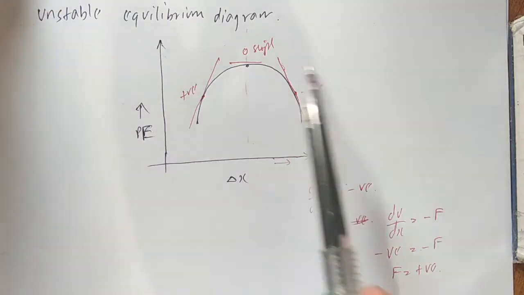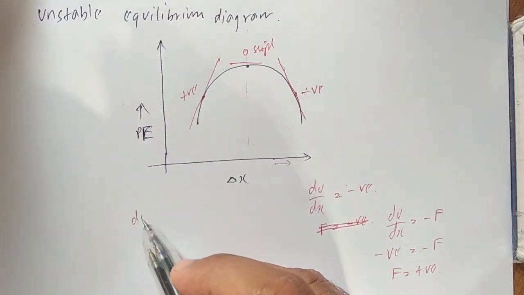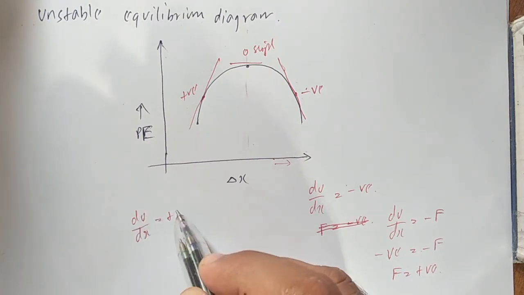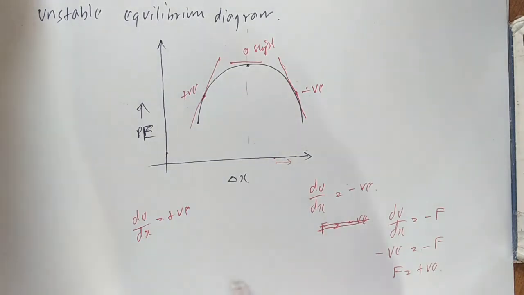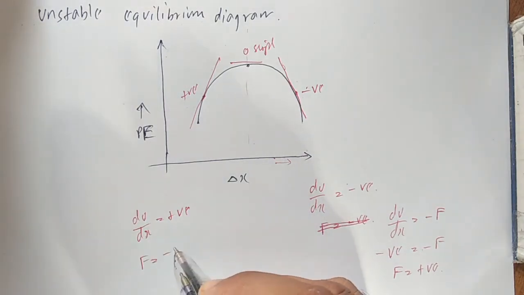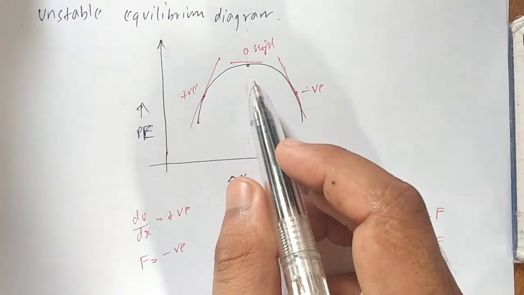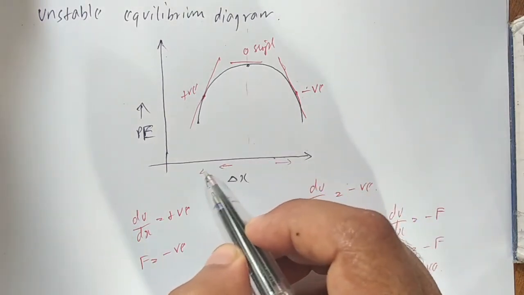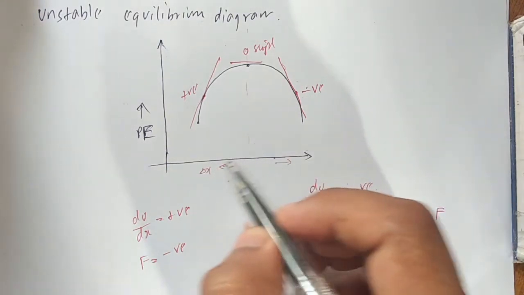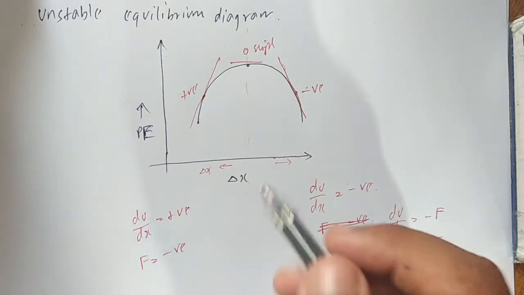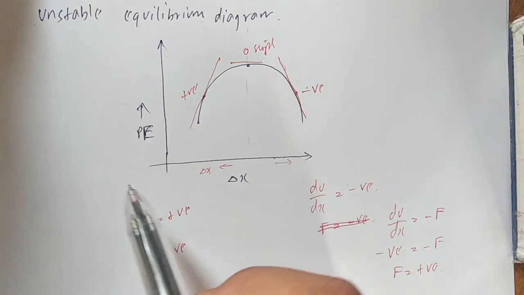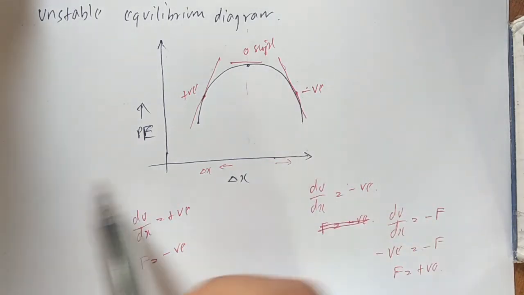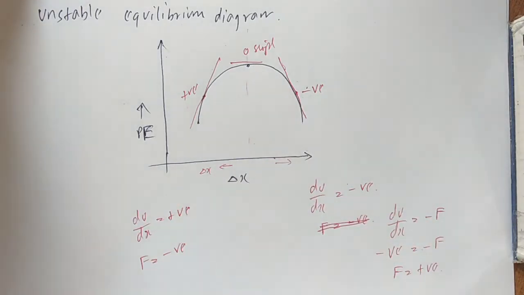And on the other side, if you see, the slope is positive, which means that the force will come out to be negative. Now on this side, when change in x is decreasing or negative, the force is also coming out to be negative, which means there is no restoring effect. The direction where the displacement is occurring, the same direction the force is acting. So this is a case of an unstable equilibrium.